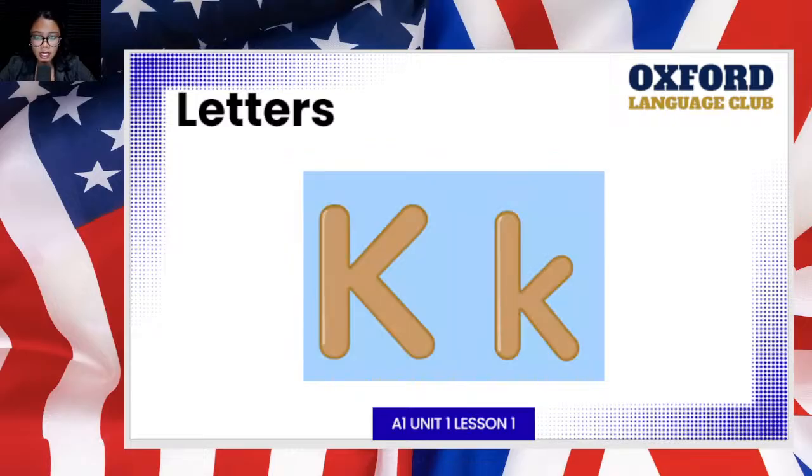Now we are finished with letter K. Again, this is letter K. How do we pronounce it? So you've learned about kangaroo, kittens, and kitchen.